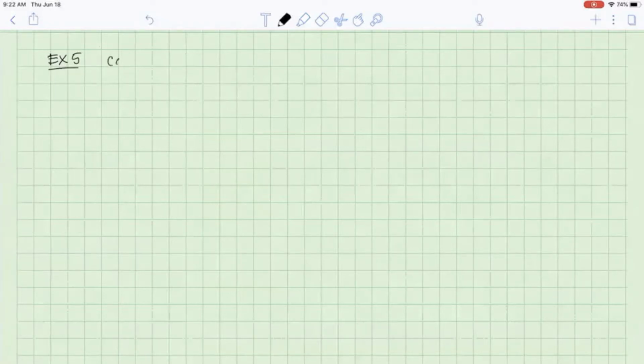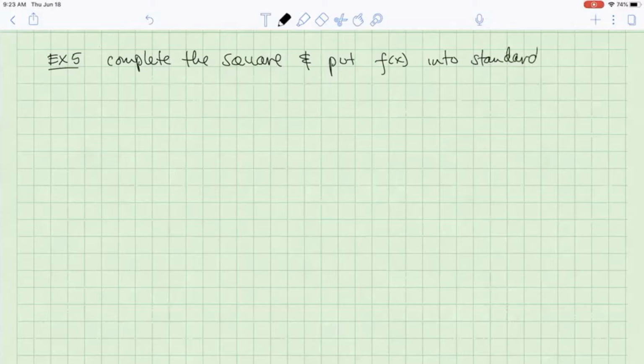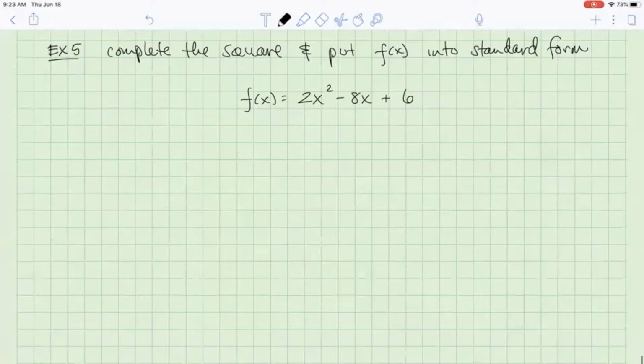Okay, so complete the square and put f of x into standard form. And the function is f of x is equal to 2x squared minus 8x plus 6. Now, in practice, you want to do the following steps.